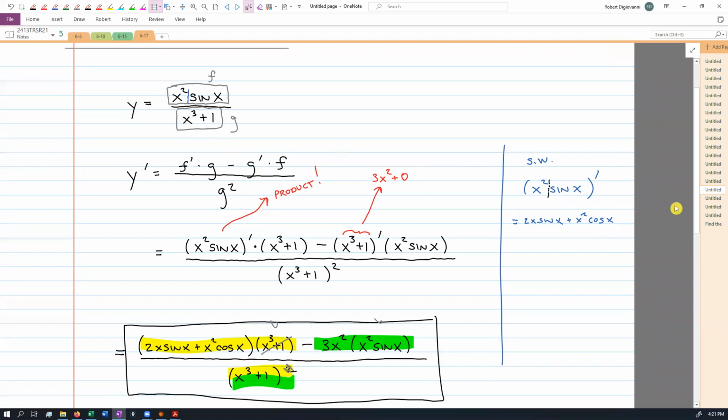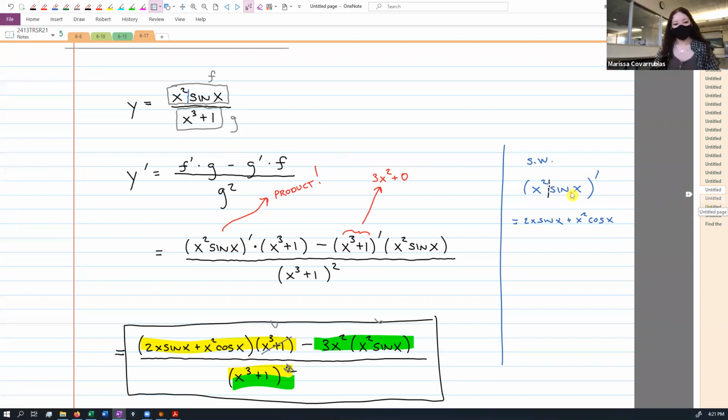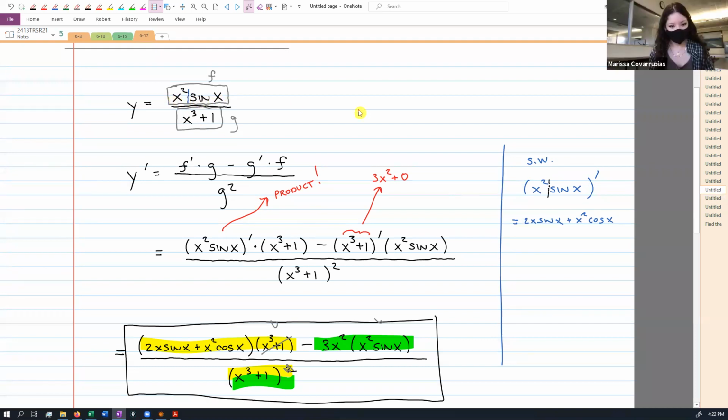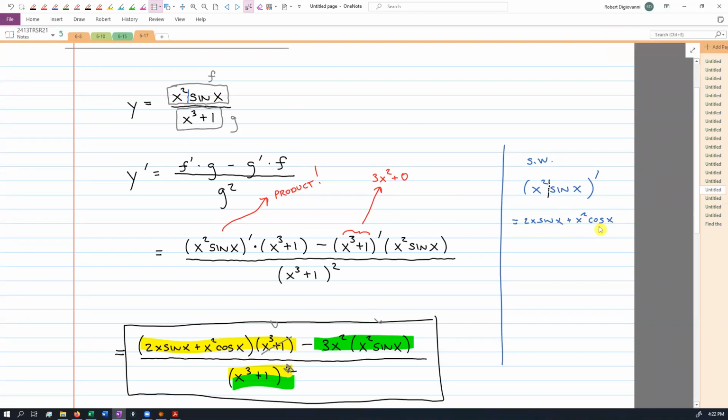Is this the problem or is it a different one? I feel like it was a different one. No, it's that one. So you looked at the top and you did the product rule on that? Yes. And you got 2x sine x plus x squared cosine x. I got 3x squared sine x plus 3x squared cosine x.